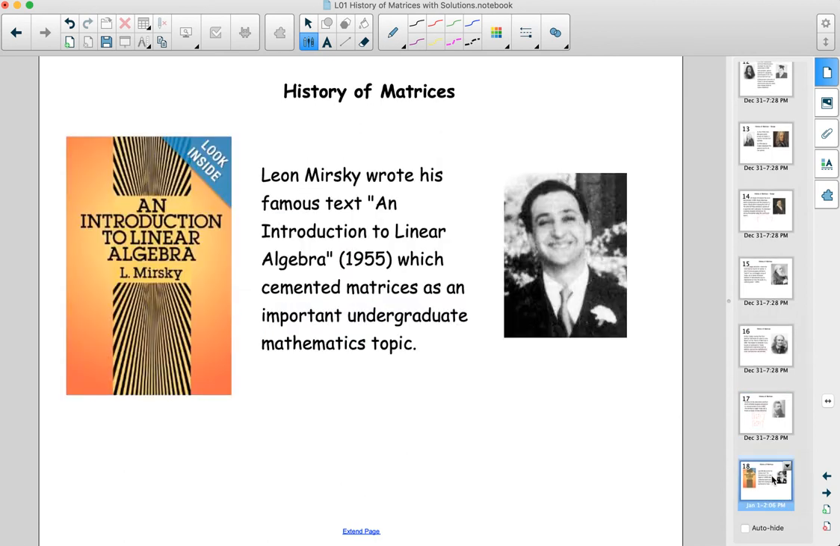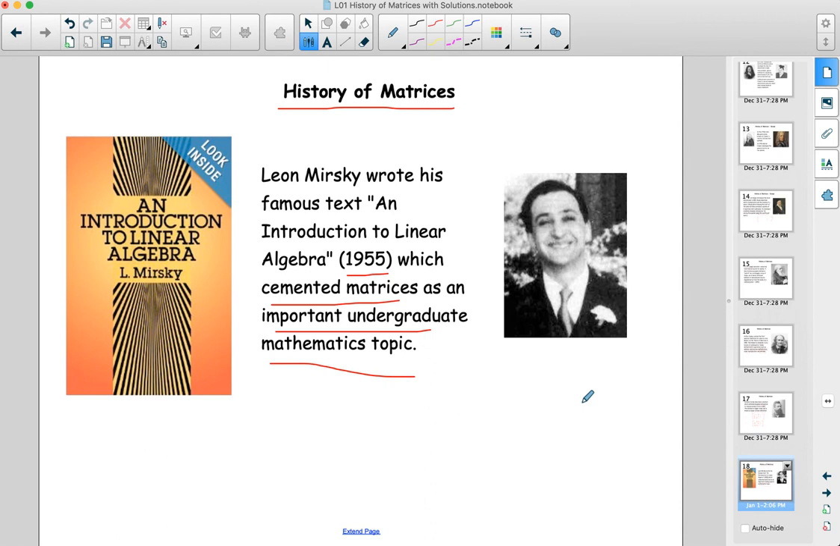Last major contribution, Leon Mirsky. He wrote a famous text. It's called An Introduction to Linear Algebra in 1955, and that cemented matrices as an important undergraduate topic in mathematics. So some of you heading off to university will be taking calculus, but some of you are going to be taking linear algebra, which is really looking at matrices and the solutions of linear systems. And we can thank Leon Mirsky now, because it was this book that ensured that that would be taught in undergraduate first year courses in which you need math, maybe engineering math, stats, etc.